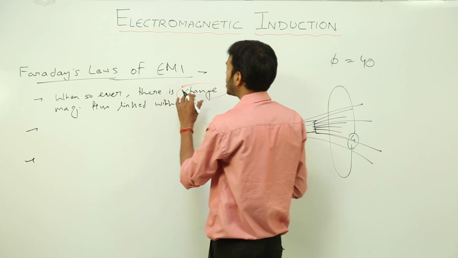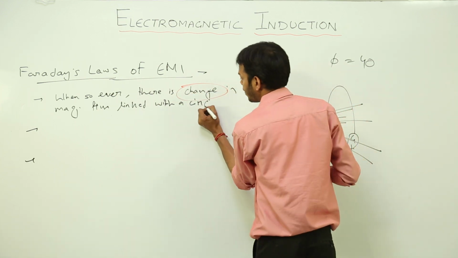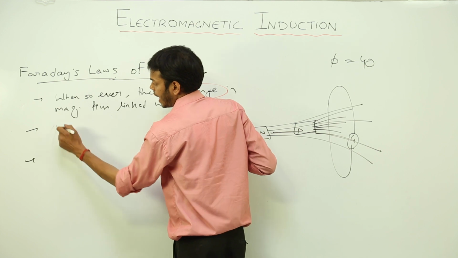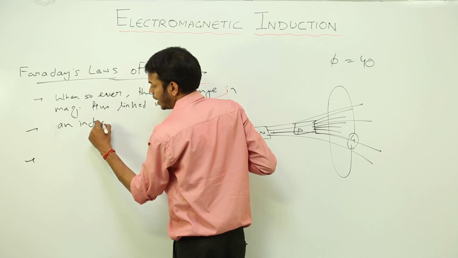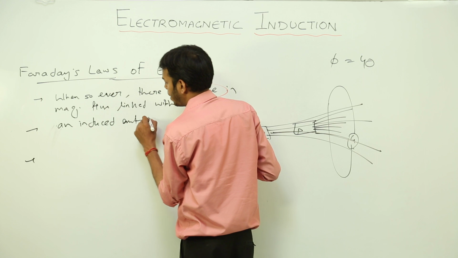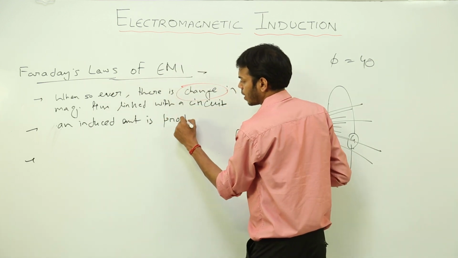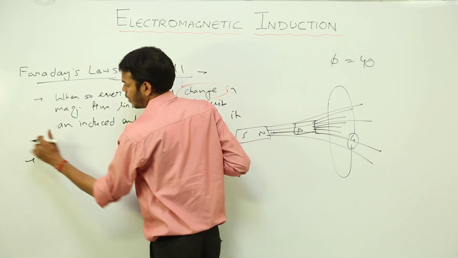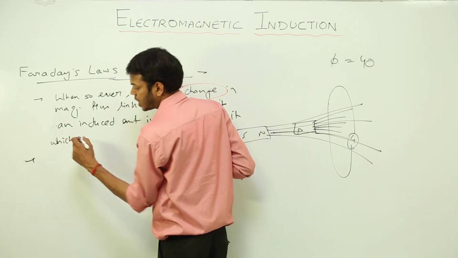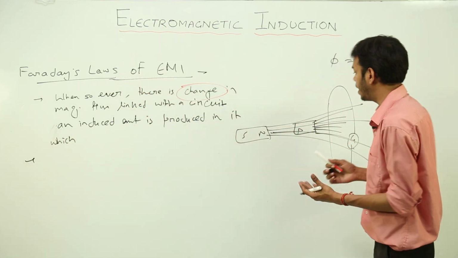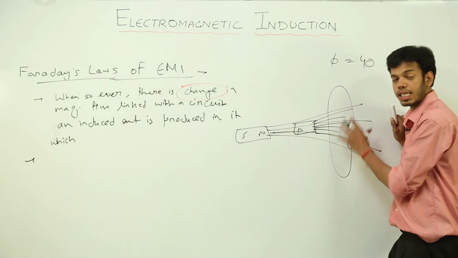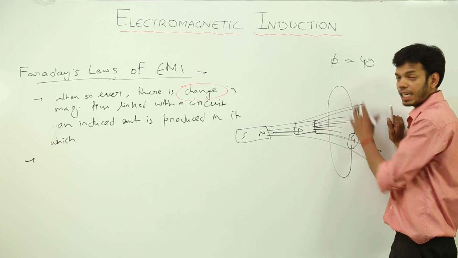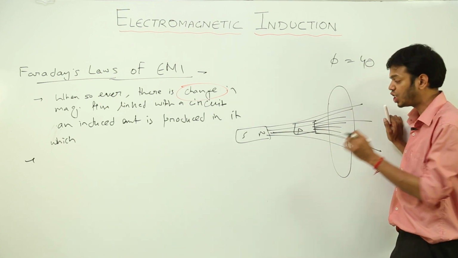So whensoever there is a change in flux linked with a circuit, an induced EMF is produced in it, for which now we have to specify till what time this induced EMF will sustain in this circuit. Will it be on a permanent basis? No, it will be present in the circuit till the point the change is continuing.